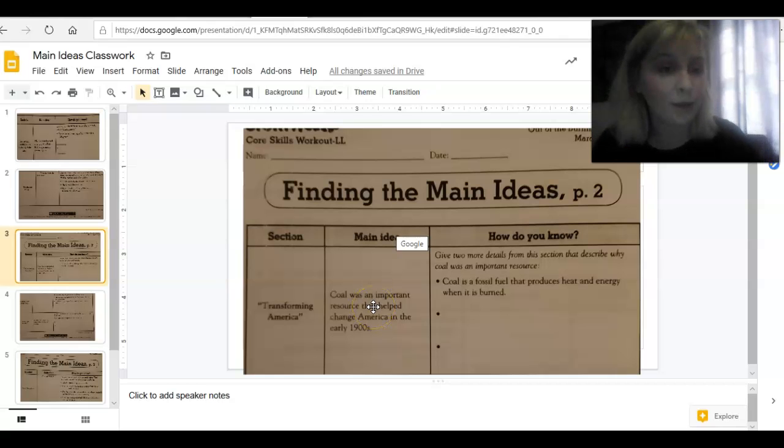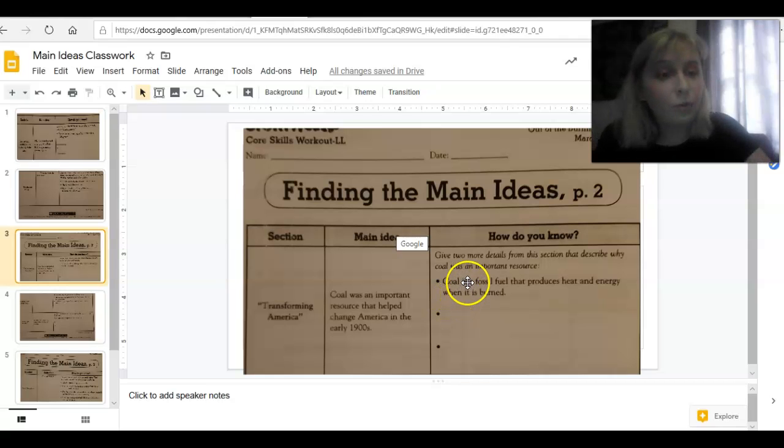or transformed America. So remember when I've told you all that a really good subheading is going to tell you what that section is all about. So it's a huge clue for your main idea when you look at what the subheading is called. So this is a really good subheading, Transforming America, because it is a nice little title for that section, because that section's main idea is how coal was so important that it was changing America dramatically in the 1900s.